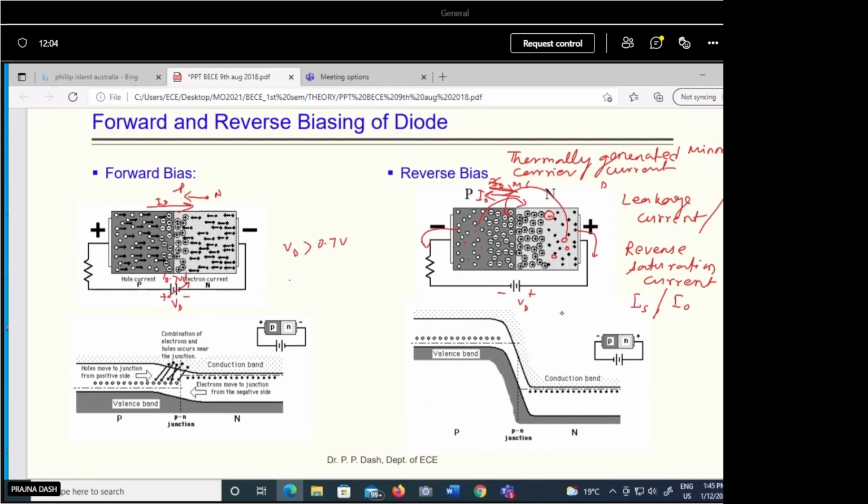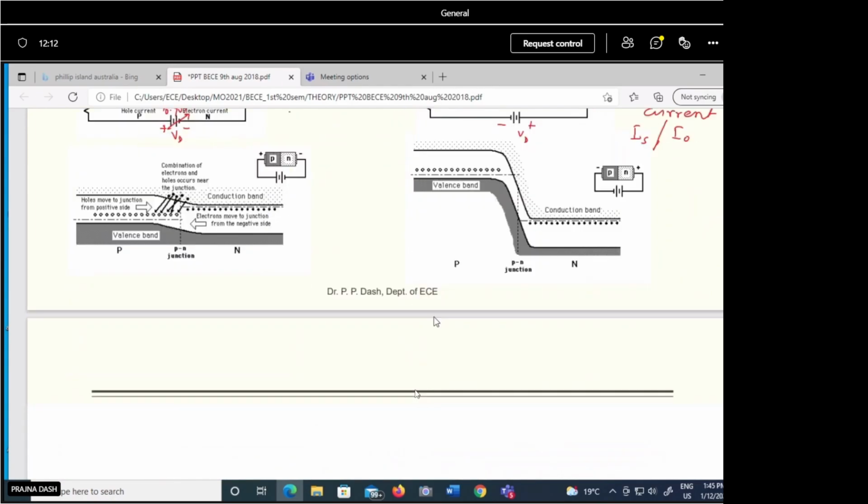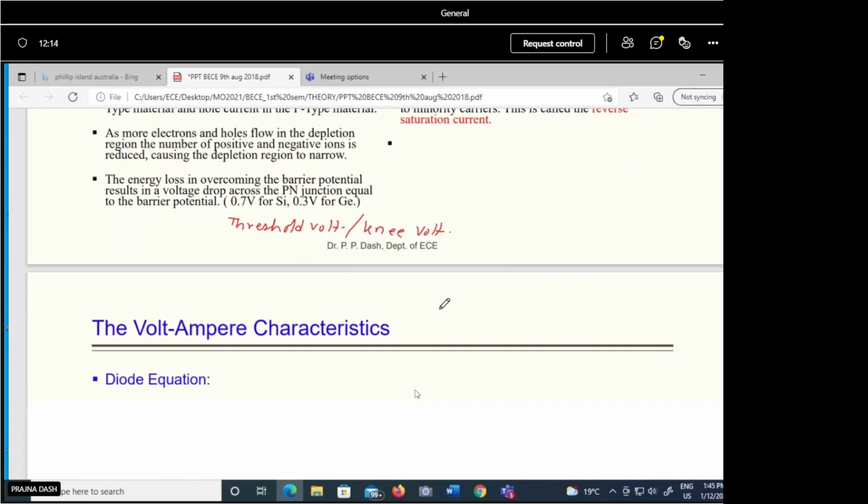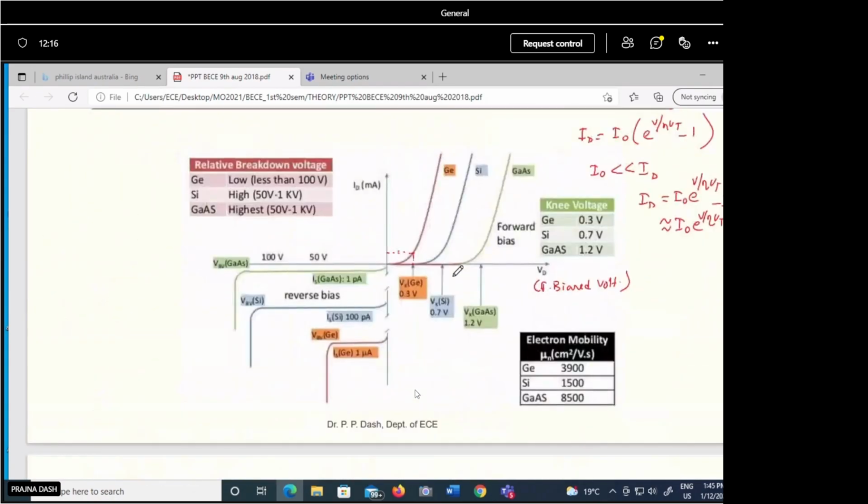So only the I0, the reverse saturation or leakage current, will appear. There is no forward current, and this leakage current is very small. Here, in this graph, you can observe that in the positive axis, this Id is in the milliampere range, from 0 upward.